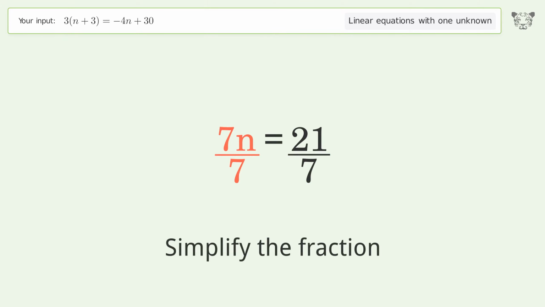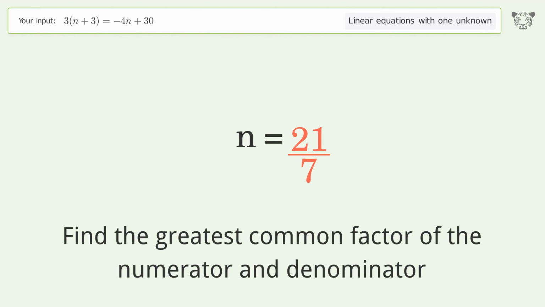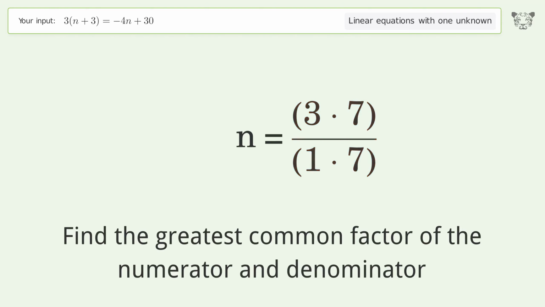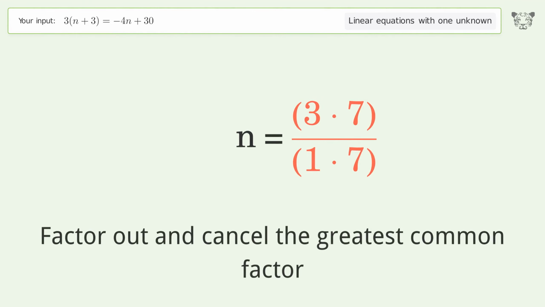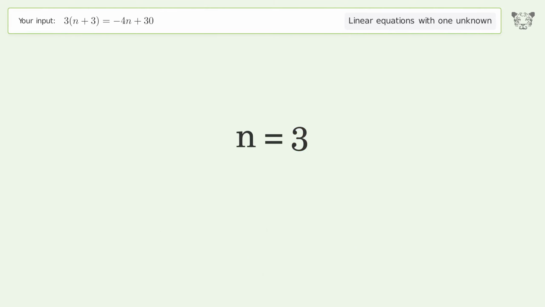Simplify the fraction. Find the greatest common factor of the numerator and denominator. Factor out and cancel the greatest common factor. And so the final result is n=3.